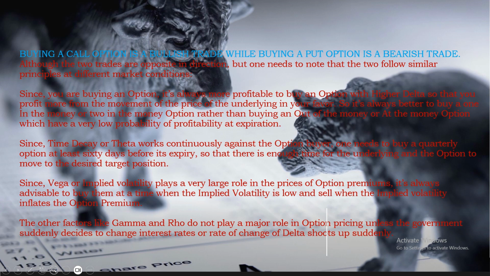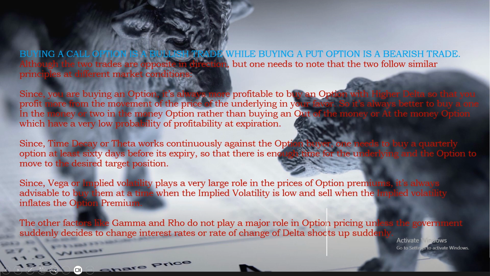So it's always better to buy a one in the money or two in the money option rather than buying an out of the money or at the money option, which have a very low probability of profitability at expiration. Since time decay or theta works continuously against the option buyer, one needs to buy a quarterly option at least 60 days before its expiry so that there is enough time for the underlying and the option to move to the desired target position.